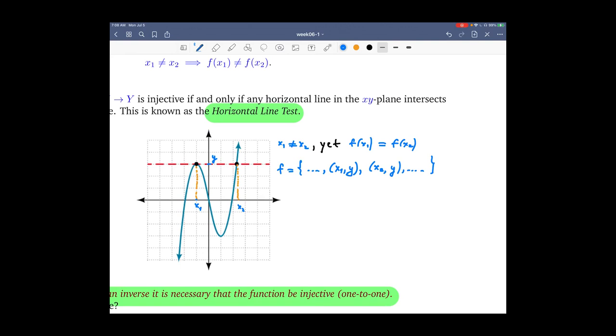If you were to flip the coordinates in this relation and write f inverse as a relation, it would of course exist. It would be the set of pairs in which we simply flip all coordinates. So instead of x1 comma y, we have y comma x1. And likewise, instead of x2 comma y, we have y comma x2.